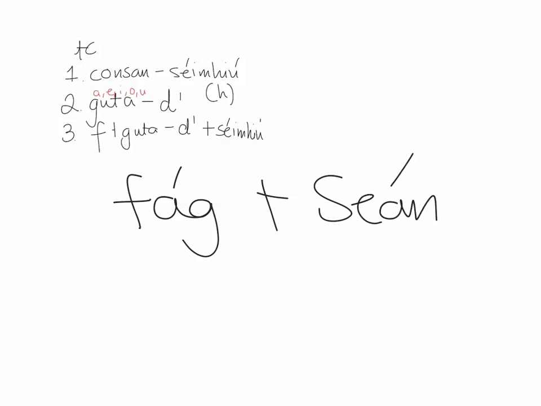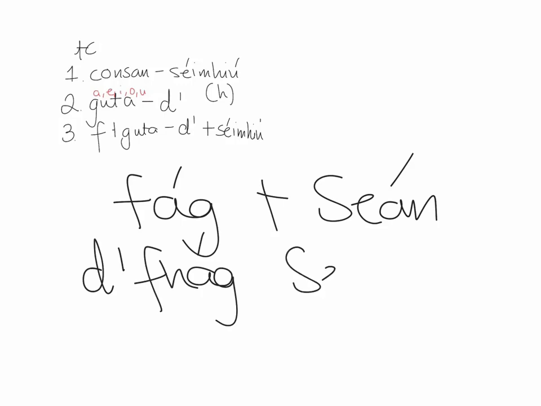How will we put that in the past tense? The first thing you do is you always look at the first letter and you say, is it a 1, 2 or 3? F is a consonant, so maybe we'll think about that, but F plus a vowel. Therefore, D apostrophe and séimhiú: D apostrophe F H A G.